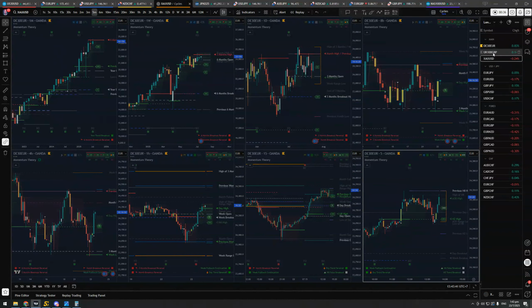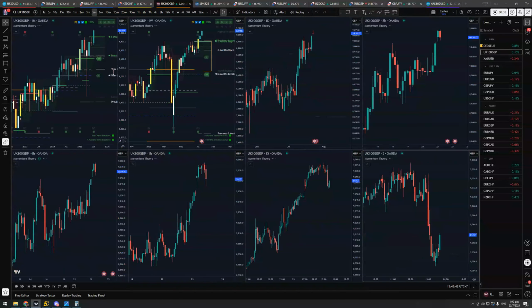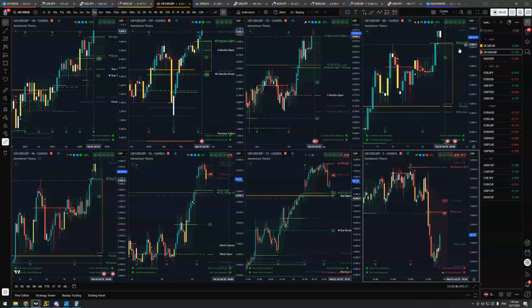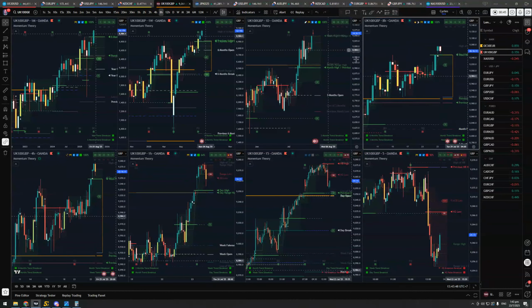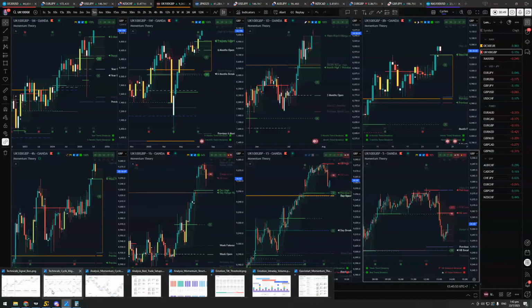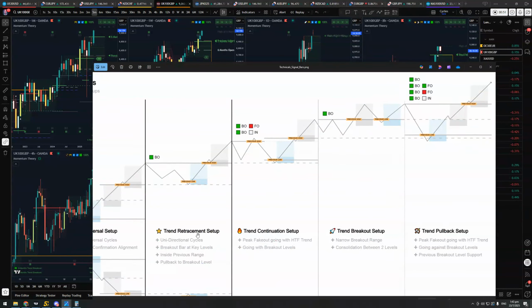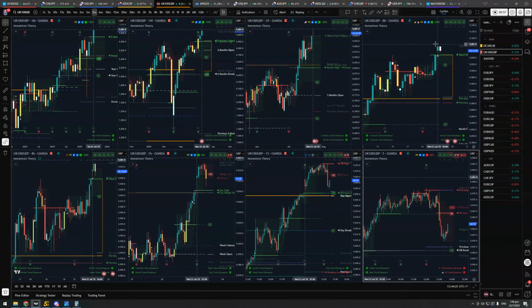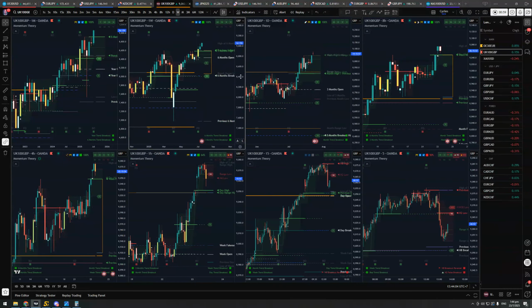All right, UK 100, bullish directional bias on higher time frames, trend retracement on the H8, trend breakout on the daily, trend retracement. That's this setup. Star icon is the trend retracement setup. Looking for a bullish breakout bar, retrace back to the breakout level, fake out momentum time frame, take it back up. So we have a strong bullish directional bias here.